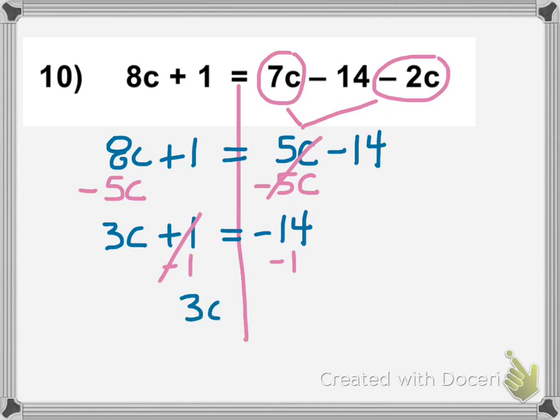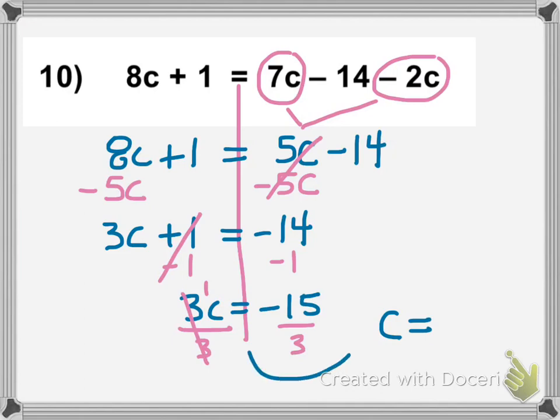We've got 3c on the left equals, on the right, negative 14 and a negative 1 combine to make a negative 15. Last step is to get rid of that coefficient of 3 that's in front of the c. We're going to get rid of that by dividing both sides by 3. 3 divided by 3 is 1. 1 times c is c, and that equals, and I'm going over here because I ran out of room, negative 15 divided by 3 is negative 5.